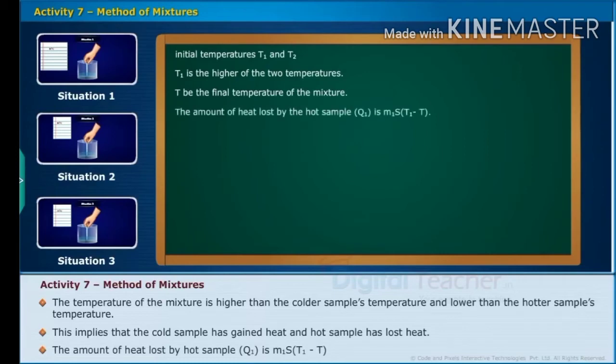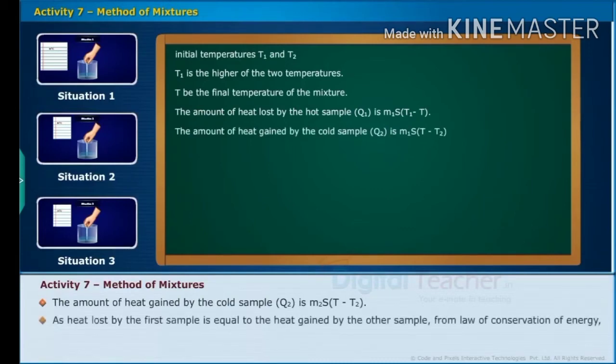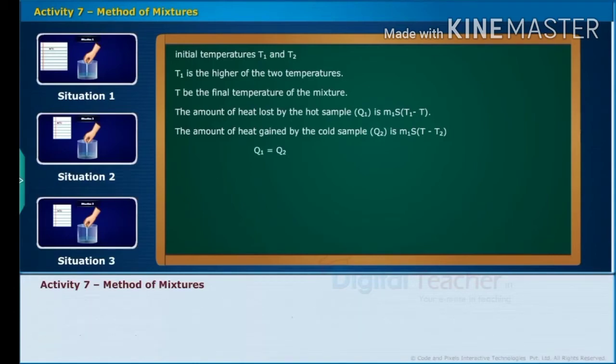The amount of heat lost by the hot sample, Q1, is m1 s into (T1 minus T). The amount of heat gained by the cold sample, Q2, is m2 s into (T minus T2). As heat lost by the first sample is equal to the heat gained by the other sample from the law of conservation of energy, Q1 is equal to Q2. Then it can be written as m1 s (T1 minus T) is equal to m2 s (T minus T2).